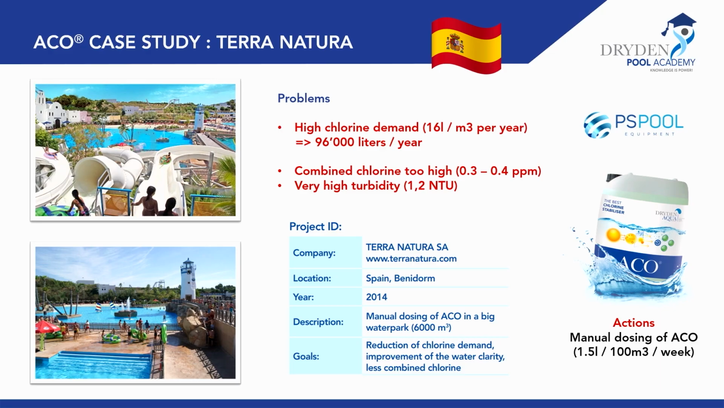In this case, the water park came to them and really wanted a solution to reduce the chlorine demand. This was a big problem. They have a water park of 6,000 cubic meters, so quite large, and a very high chlorine demand. They were consuming 16 liters per cubic meter per year, and that was 96,000 liters of liquid chlorine per year. So they wanted a solution to reduce this consumption. Other problems were the combined chlorine a bit too high, 0.3 to 0.4, still okay, not so bad, I've seen worse. Very high turbidity of 1.2 NTU, but really the goal was to reduce this chlorine consumption.